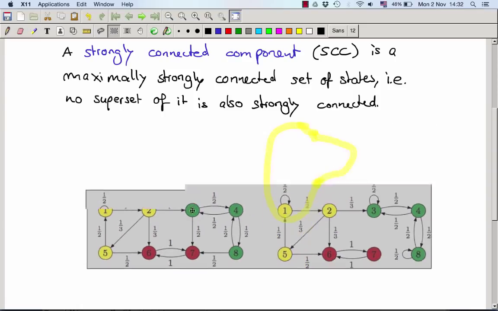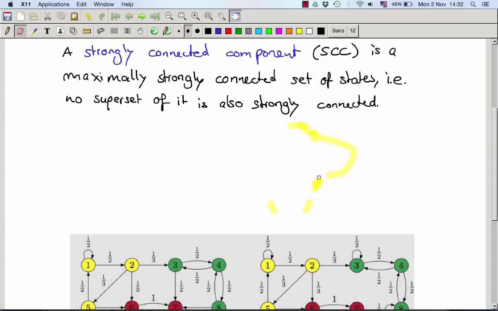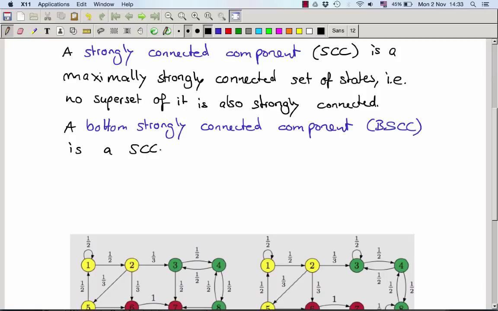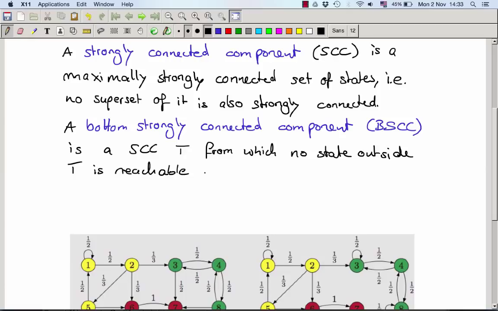Okay, let's move this down. We might need it later. So a bottom strongly connected component, which is called a BSCC, is an SCC T from which no state outside T is reachable from T.